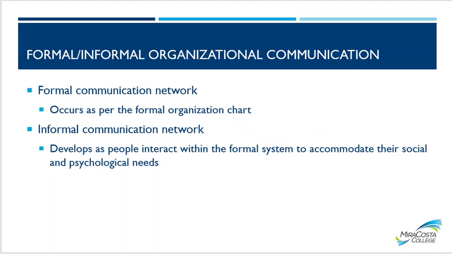So there's formal and informal organizational communication. A formal communication network occurs as per the formal organization chart. I actually have two examples of this at the end of the lecture, so you will see what an organization chart looks like. For those already in the workforce, you may have already seen it. It says the CEO, president, director, who's underneath the director, maybe a coordinator, and who's underneath the coordinators. So it's an organizational chart of who reports to who at the organization. An informal communication network develops as people interact with the formal system to accommodate their social and psychological needs.